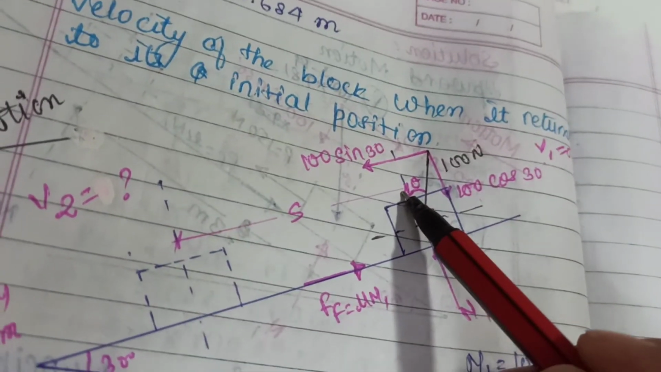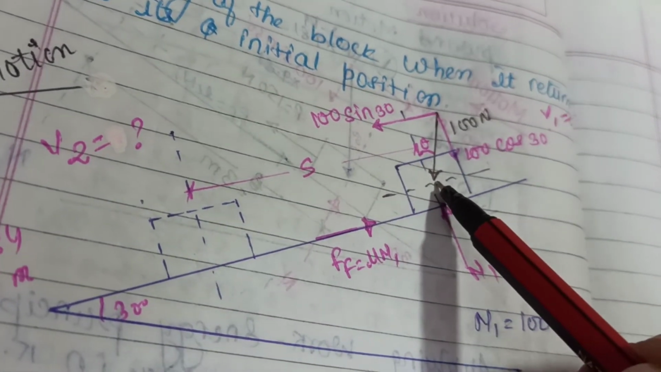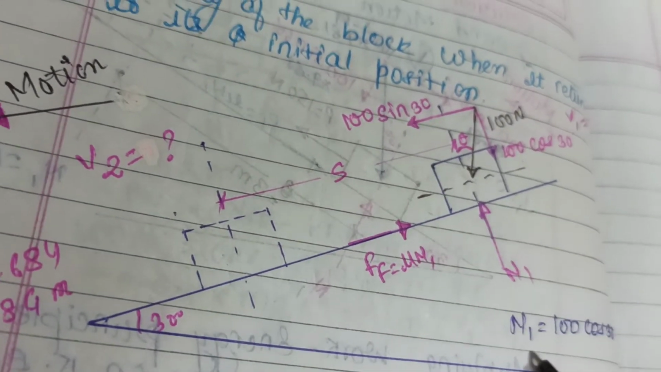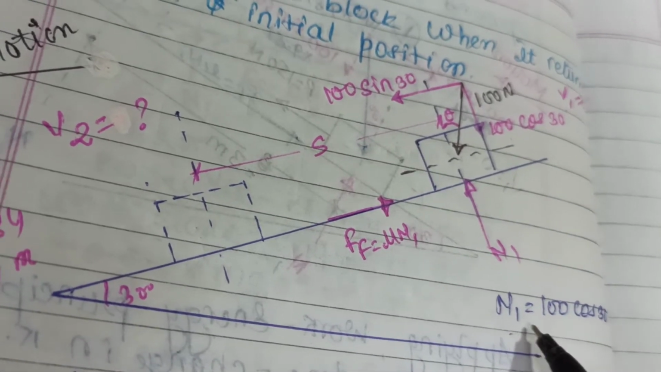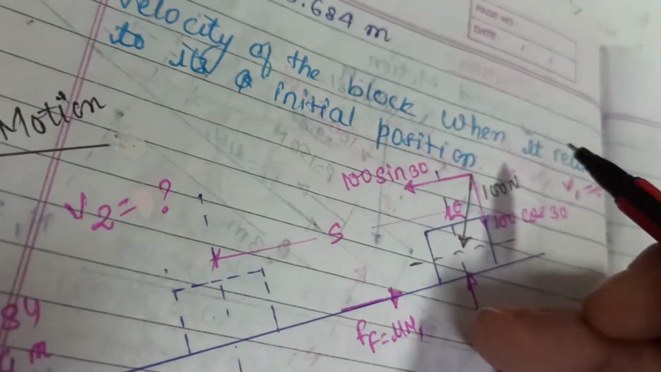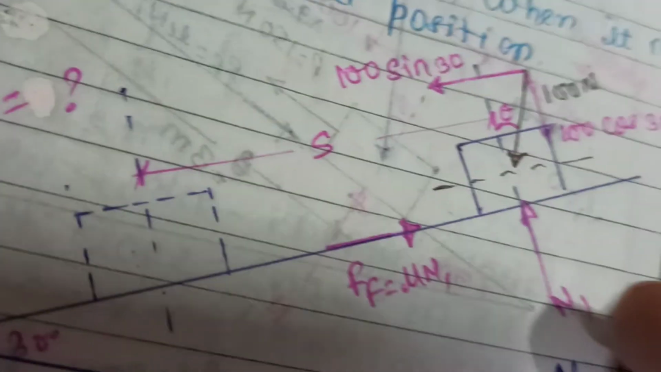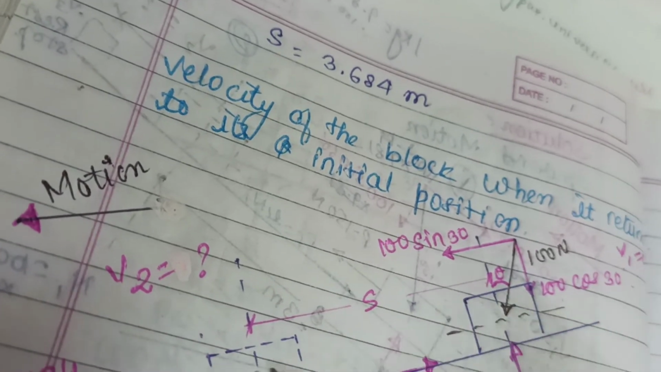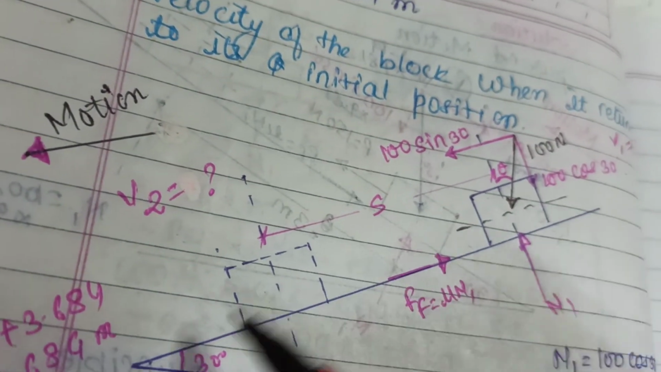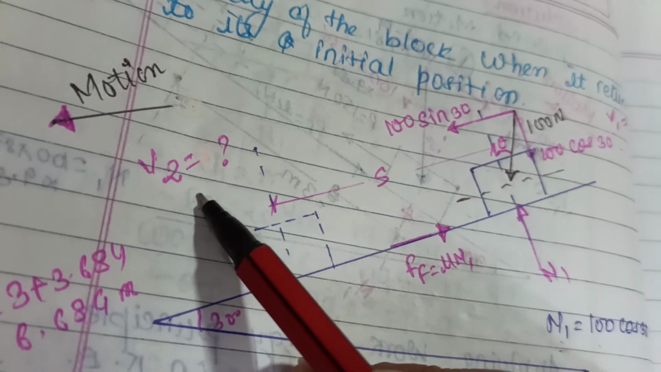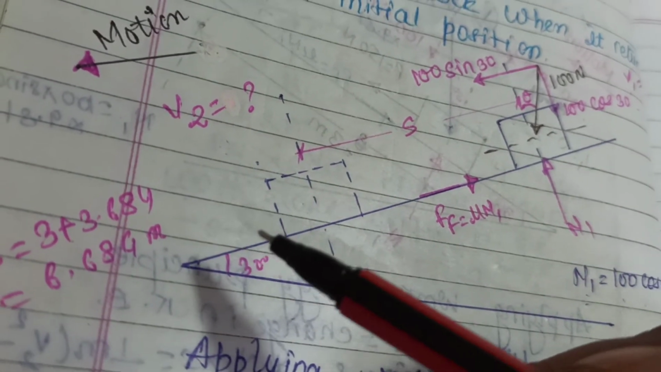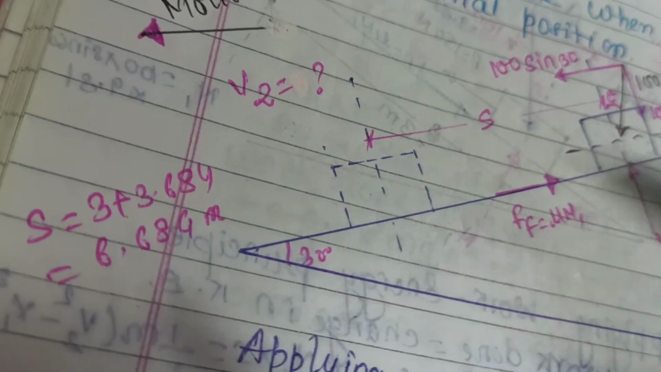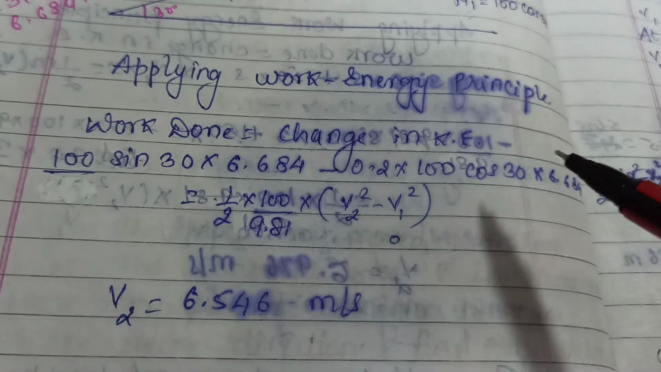This is position number 1 and this is position number 2. We are applying the work energy principle from position 1 to position 2. By taking summation of Fy equal to 0, we get N1 equal to 100 cos 30. Initially the block is at rest, so velocity v1 will be equal to 0, and we have to find the velocity with which the block comes to its initial position. Either distance is given and you find velocity, or velocity is given and you find distance. Now we apply the work energy principle.